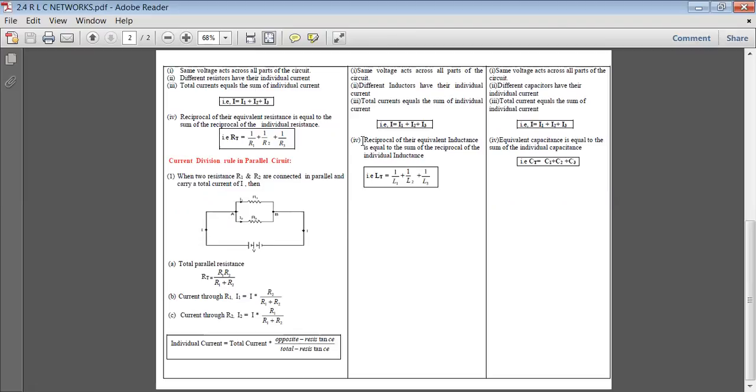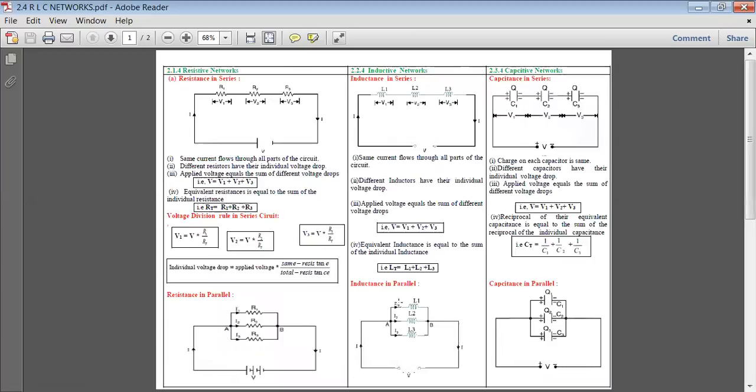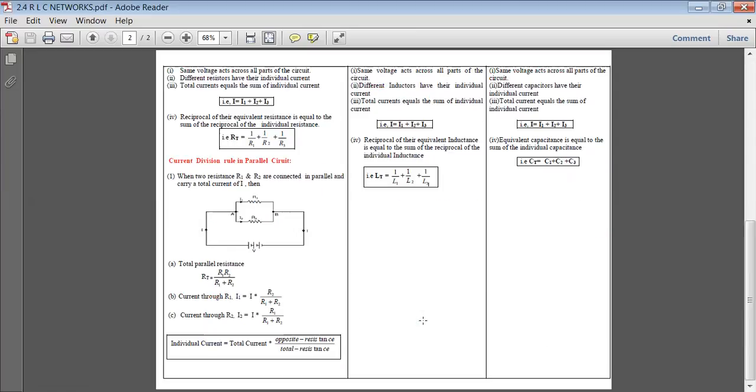Now come to the fourth point, the reciprocal of the equivalent inductance. The reciprocal of the equivalent inductance is equal to the sum of the reciprocals of the individual inductances. 1 by LT is equal to 1 by L1 plus 1 by L2 plus 1 by L3. If there are only inductances in parallel, the formula to find LT is 1 by L1 plus 1 by L2 plus 1 by L3. Same as resistance. Instead of R, we get L. That's it.